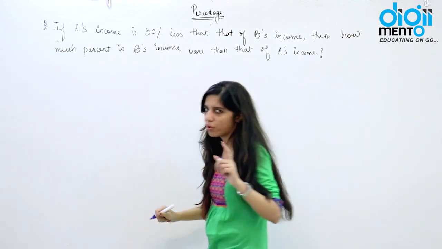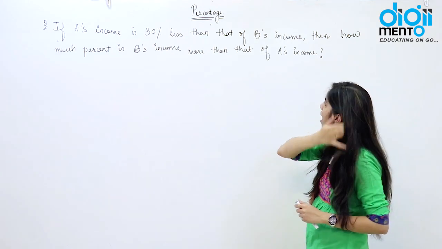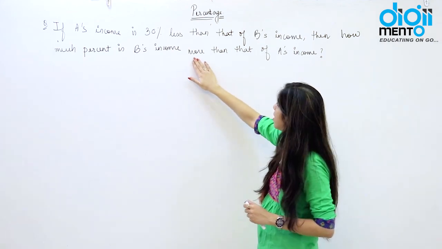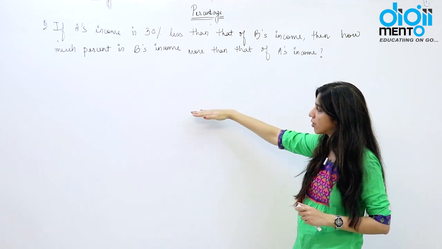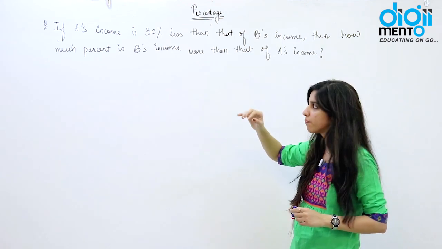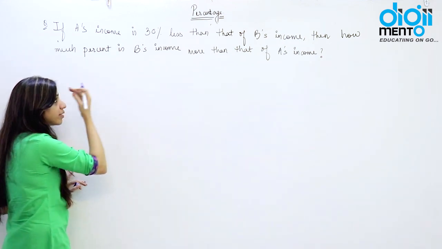And okay, one more thing. Reference is going to change. Whenever they ask how much income more than that of A's income, all this, then the denominator is going to change. Let us start with a small example. We are going to come to this question later.